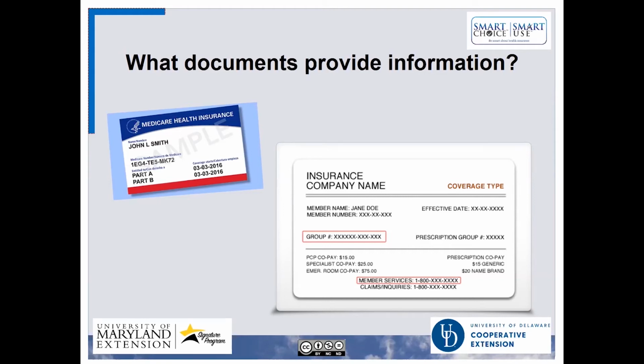And then the example on the left is your Medicare card. Again, all of this is important information that you need to carry with you when you go to a medical appointment, because they're going to ask for this information. So again, that's an important document that you have to have with you.